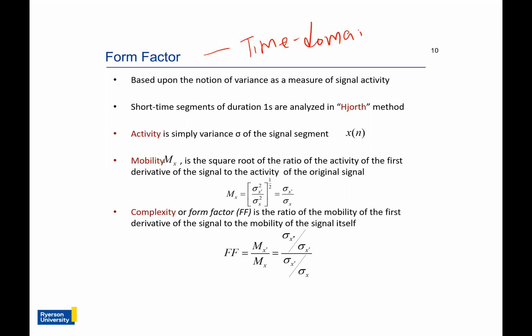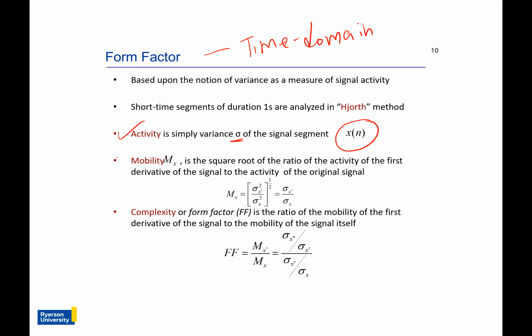Form factor is basically, at a high level, a measure of the complexity of your signal in the time domain. First of all, if you compute just the variance of a signal, which is nothing but taking the standard deviation and squaring it, that is what we call activity. Activity is nothing but the variance of the signal. So if a signal has a high activity, it means it has higher variance.